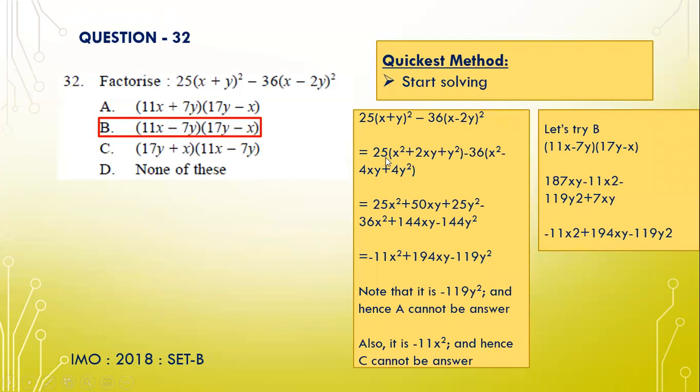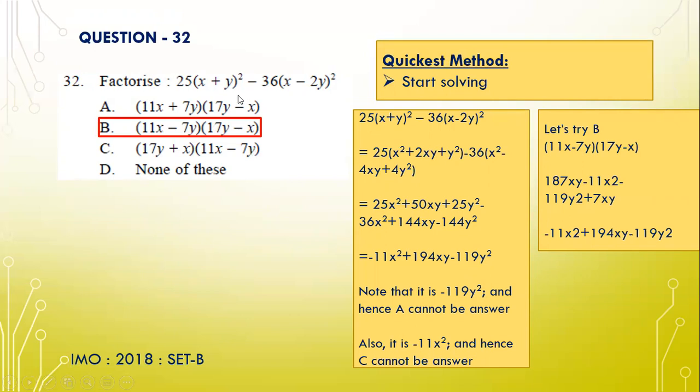So 25x square plus 25 into 2 is 50xy plus 25y square, minus 36x square, and minus 36 into minus 4, which is plus 144xy, and minus 36 into plus 4, which is minus 144y square. 25x square minus 36x square is minus 11x square, plus 50xy plus 144xy is 194xy. And 25y square minus 144y square is minus 119y square, isn't it? So it is basically minus 119y square.